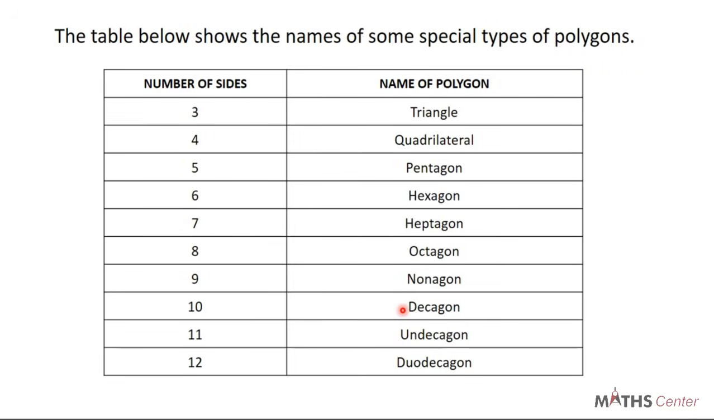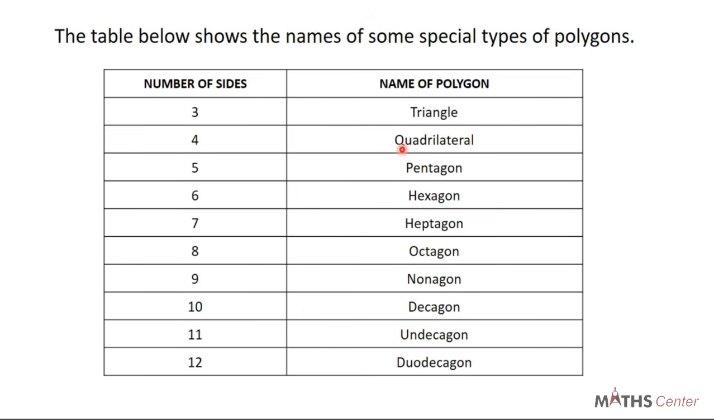Now, the table below shows the names of some special types of polygon. So this is the number of sides of the polygon, then here is the name of the polygon. So if you have a polygon with 3 sides, the name of the polygon is a triangle. We know that a plane figure with 3 sides is called a triangle. So any closed plane figure with 3 sides is called a triangle.